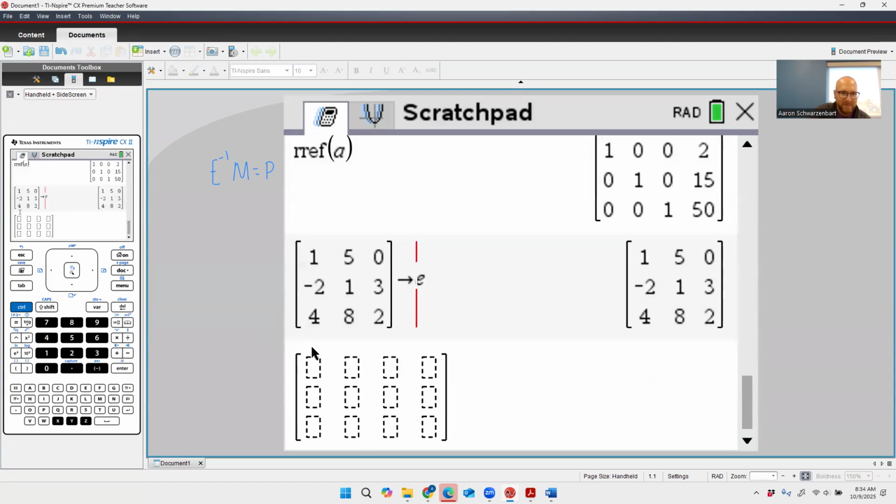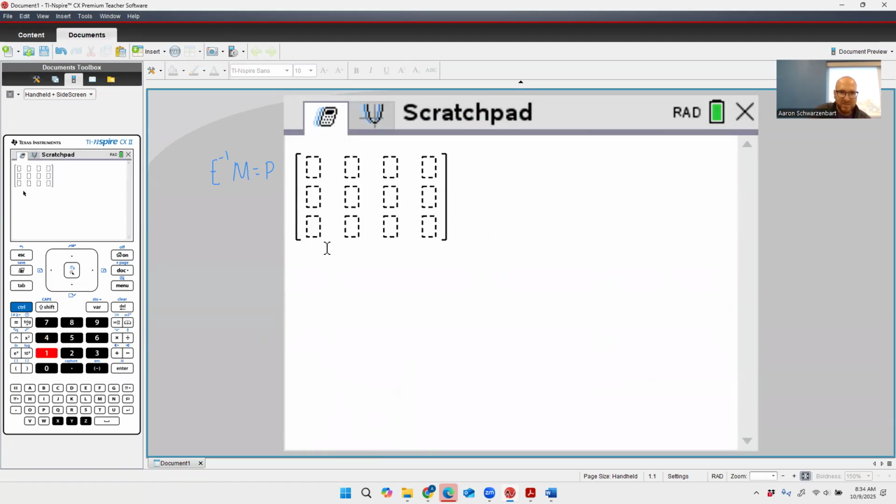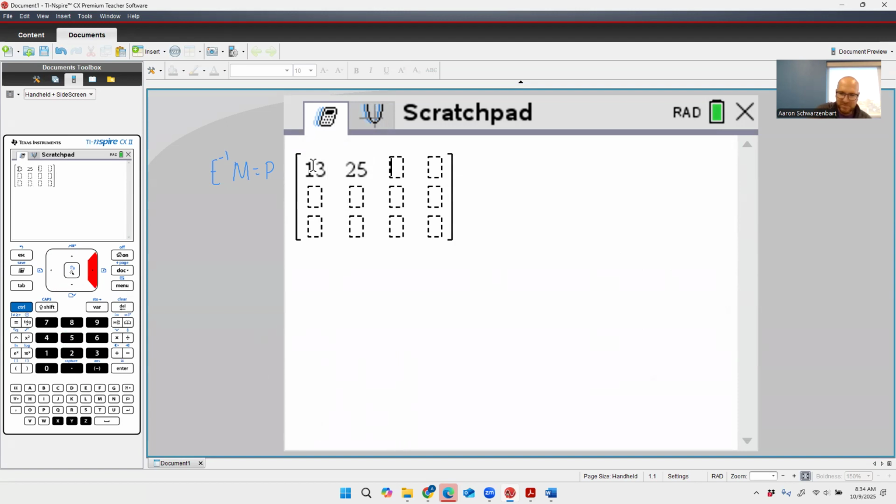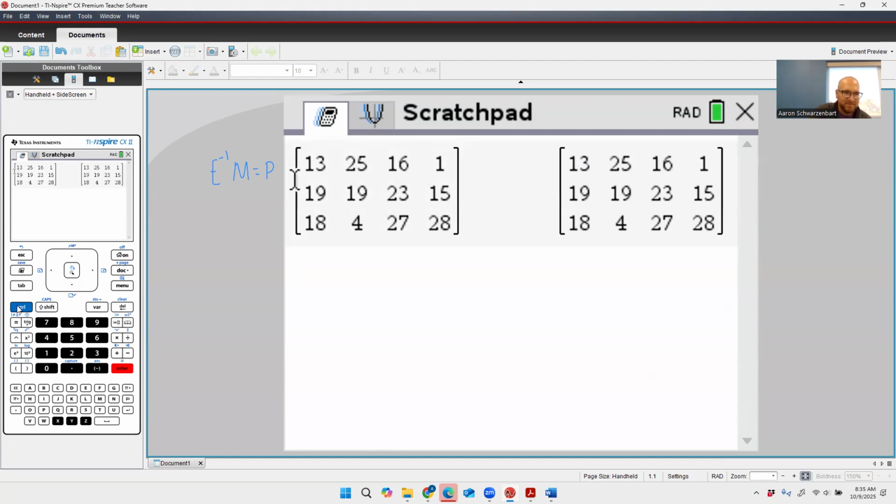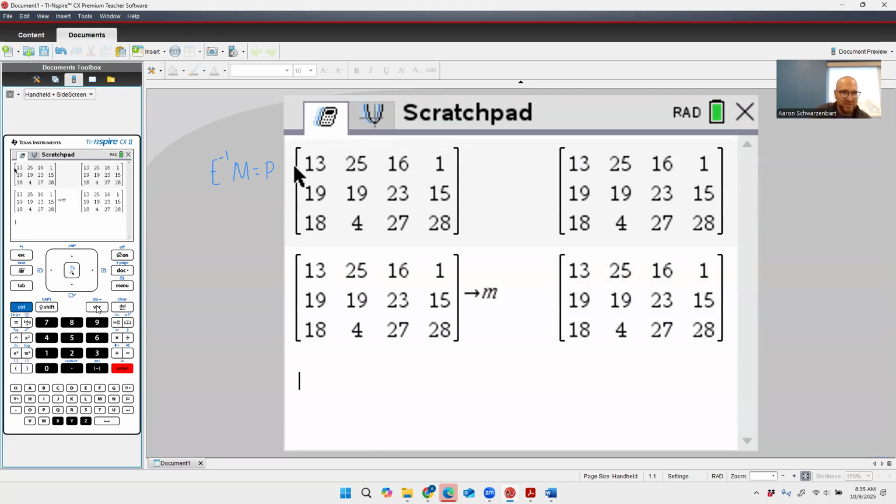3 by 4. 19, 19, 23, 15, 18, 4, 27. And it had to be in the order E inverse M. So E inverse isn't really to the power of -1, but that's the notation it uses.